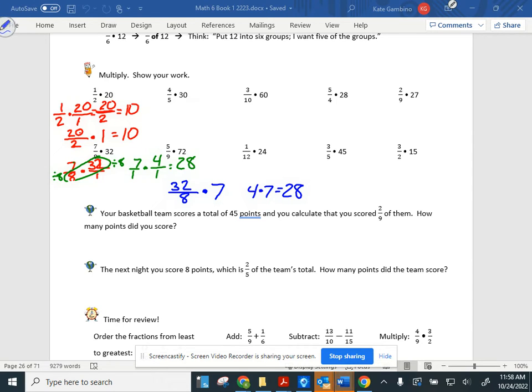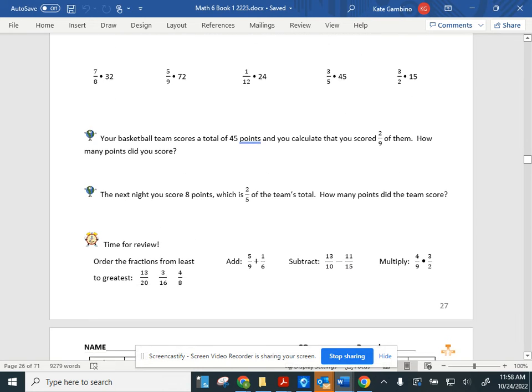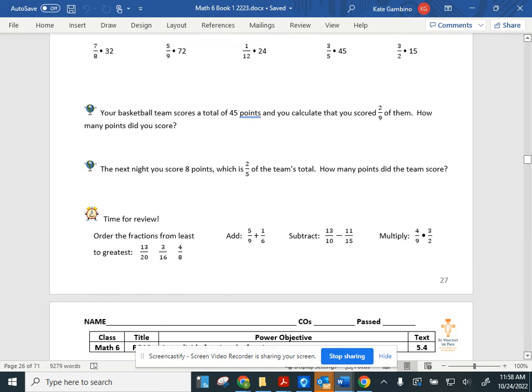Then we have some word problems. So you're going to do the rest of these problems, and then let's look at our word problems. So your basketball team scores a total of 45 points, and you calculate that you scored 2/9 of them. How many points did you score? So that would be 2/9 times 45.